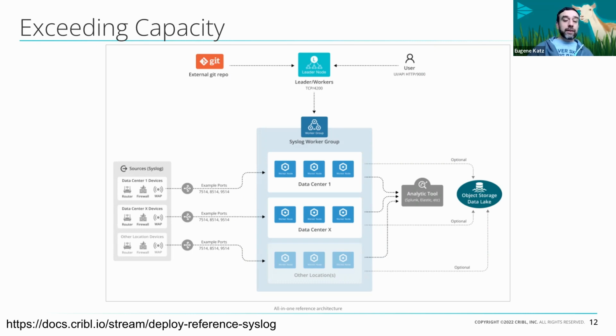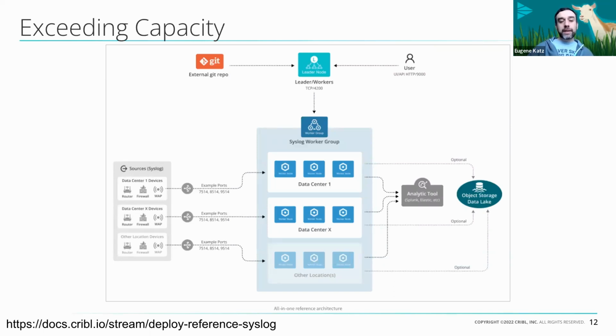The caveat there is there's still a common point, which in this case is your object store data lake and the analytics tool. If all of a sudden your analytics tool is getting overwhelmed by the amount of data coming through one of these worker groups, you're going to have a problem sending out from the other ones as well, potentially. So there are a lot of moving pieces that come into play here.